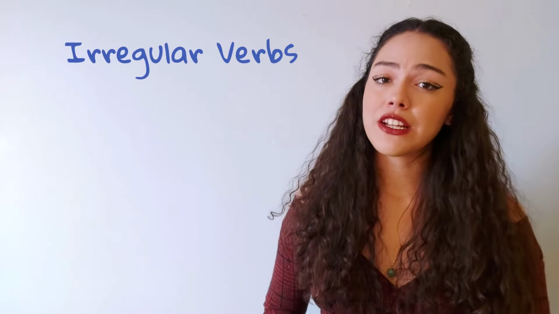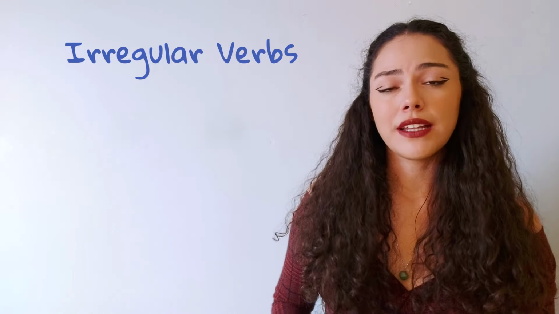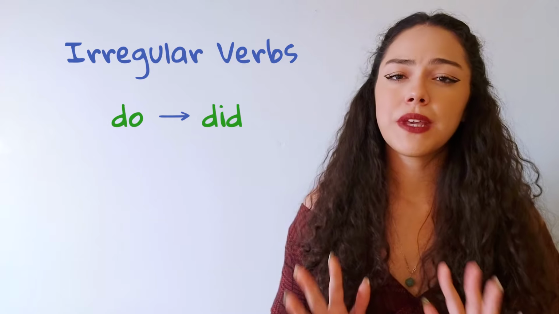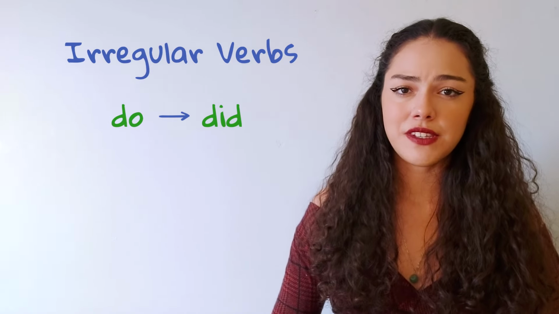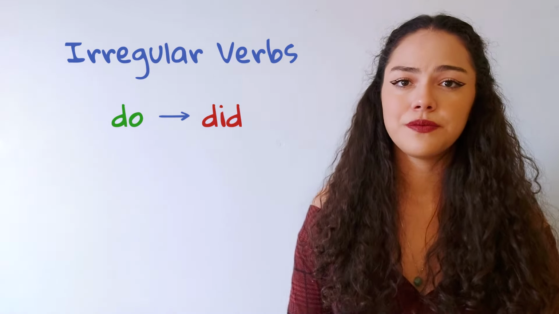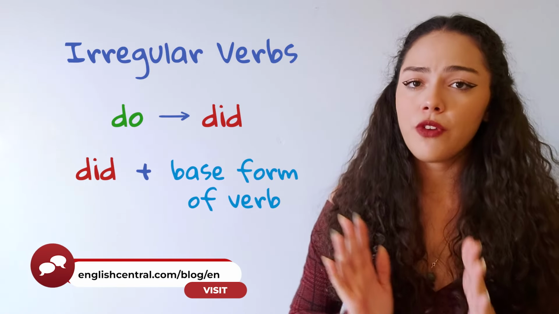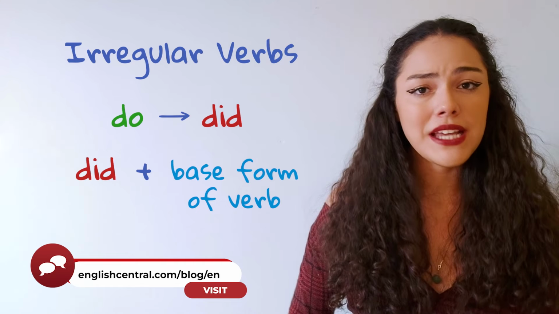Talking about verbs that change their looks, let's keep in mind that do becomes did in the past tense. This is very important because when we form question and negative sentences, we will use did. Another important thing to remember about did. The verb following did has to stay in its base form.